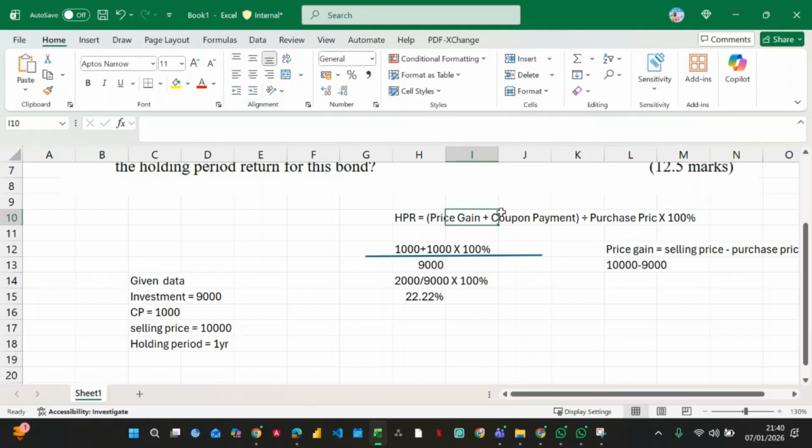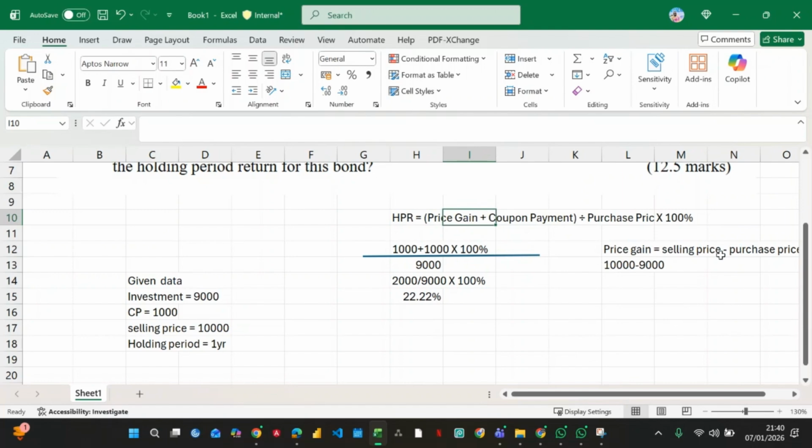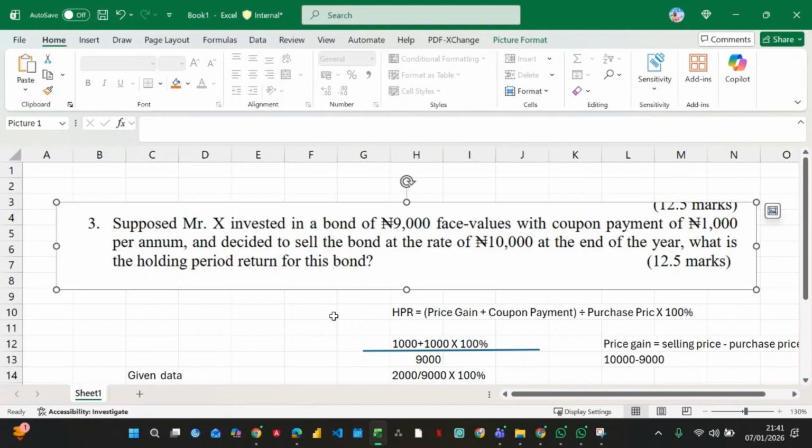Please, can we see the question? So for you to get your price gain, it is selling price minus purchase price. See the question there: let us say Madam Z has invested in a bond of 90,000.